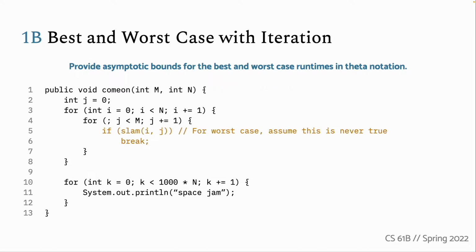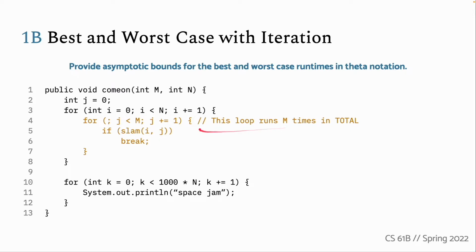Now for the worst case, we'll assume that this is never true and that we never prematurely break out of this for loop. Well, one thing to notice is that this for loop doesn't look like a normal for loop. We don't have that first clause right here. Instead, j equals 0 is set on line 2, outside of this for loop. This means that this for loop is never reset back to 0. So once j hits m, it's never going back to 0, which means that this inner for loop runs m times in total, no matter what.